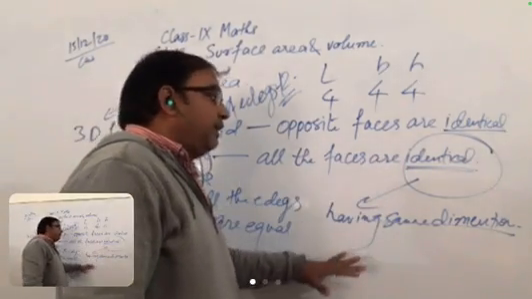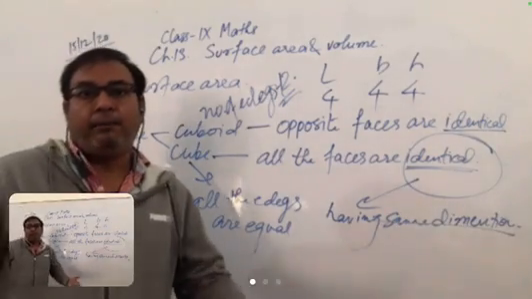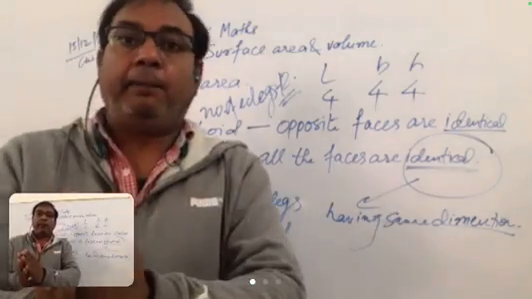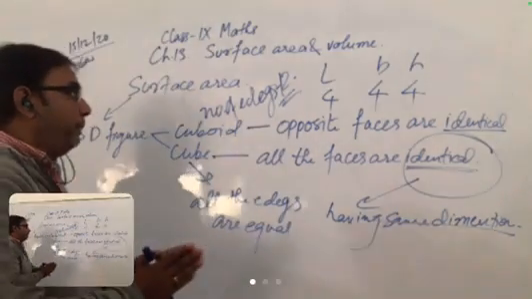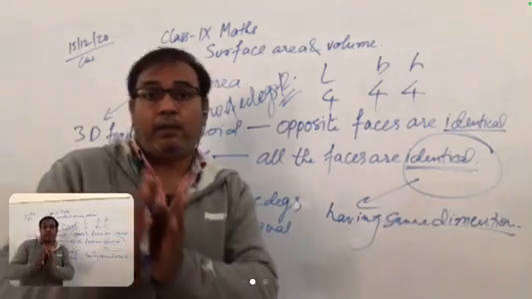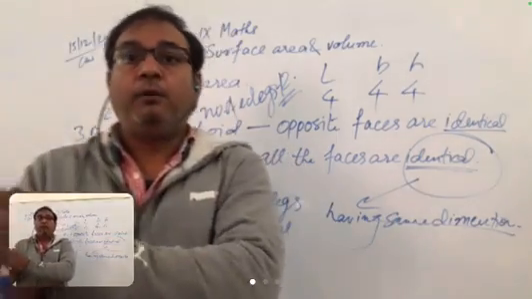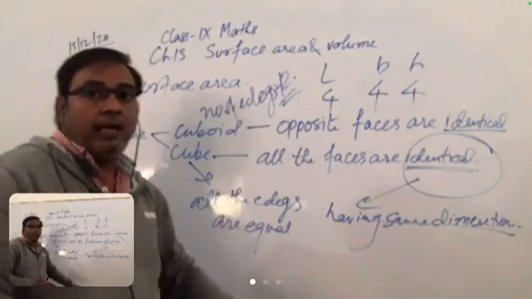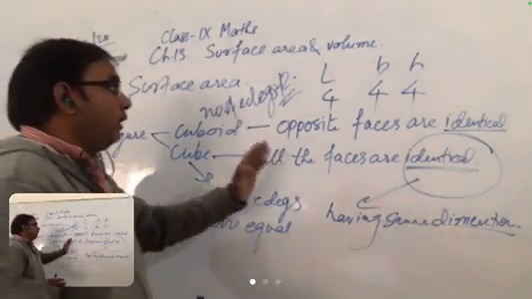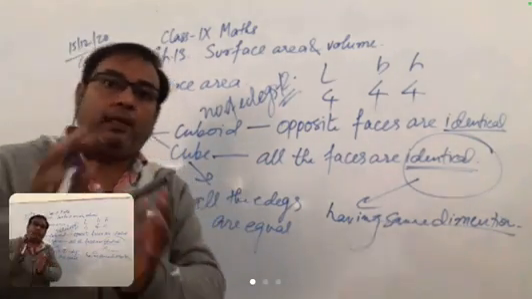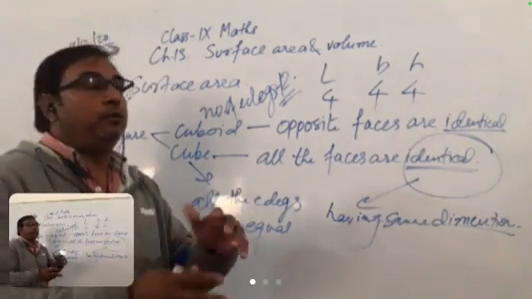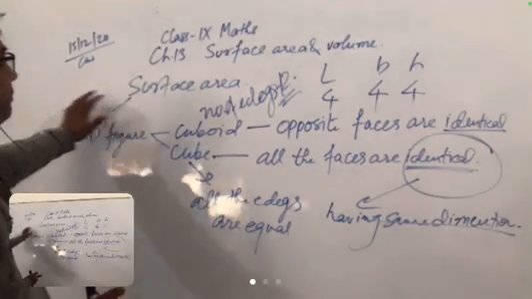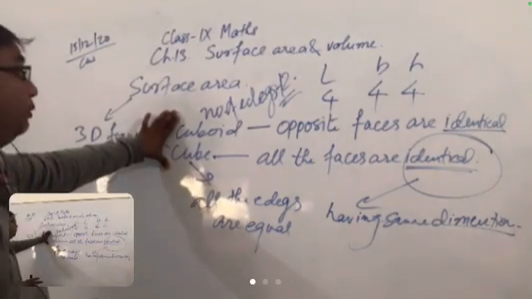Identical means having the same dimension, and dimension means, when we are talking about a surface area, length by breadth, not height. If we talk about volume, then length, breadth and height are there. But if we are talking about area, only length and breadth are there. According to the face, the height changes to length or breadth. So in surface area, these are the two: first, the cuboid and the cube.